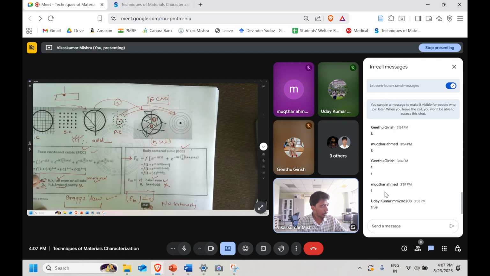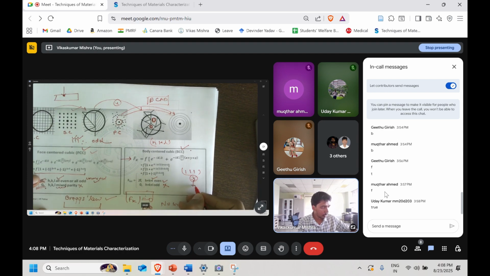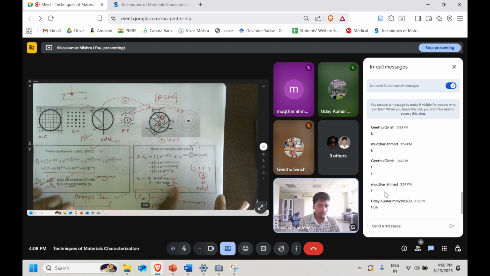Now let's talk about the BCC, again the 1, 1, 1 plane. We have to see H plus K plus L, which is 3. This is an odd number. Since it is odd, there is no diffraction here, right? We are going to discuss the structure factor part in more detail in the upcoming week, where the XRD, X-ray diffraction theory will be discussed. Right now we only have to understand this much.